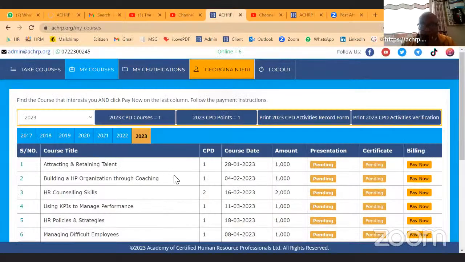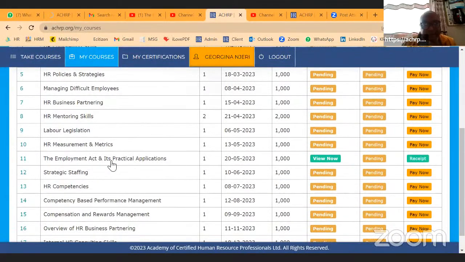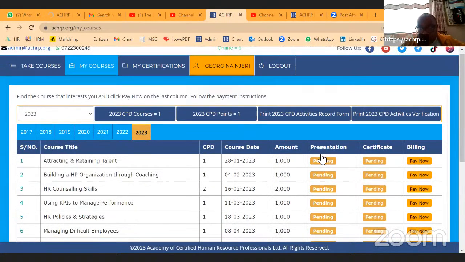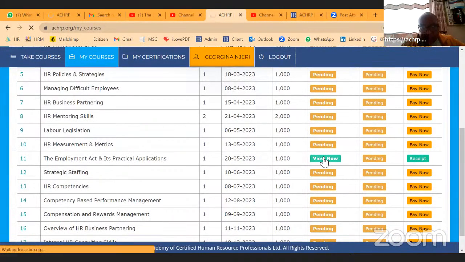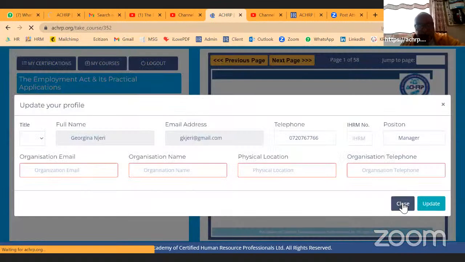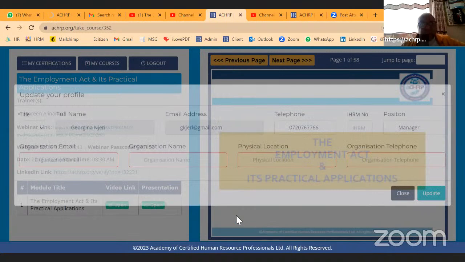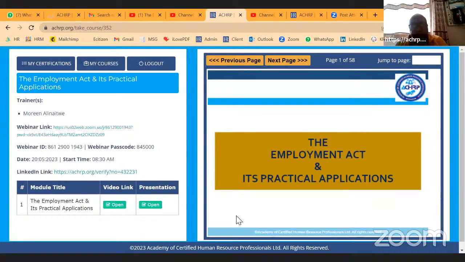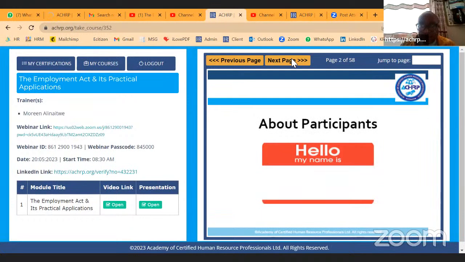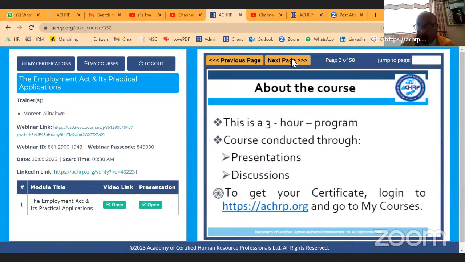So, assuming this is my courses, and you've already taken the Employment Act and its practical applications, under the presentations column, you'll go to View Now. There we are. This is what happens when you are not done with completing your organization details, but you are able to see the notes. Those are the notes. You're able to go to next page, and so on.